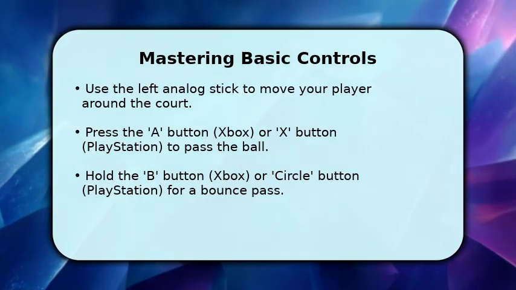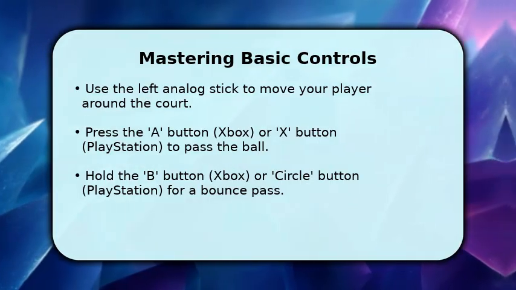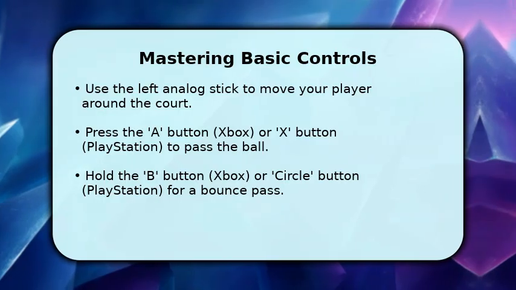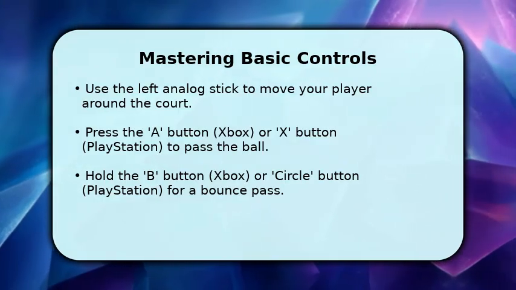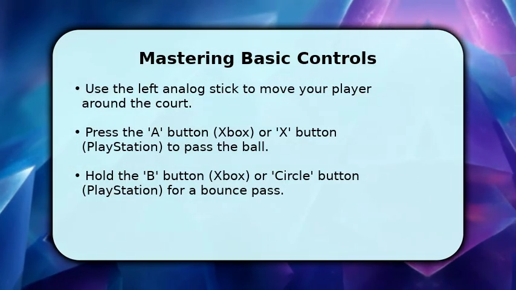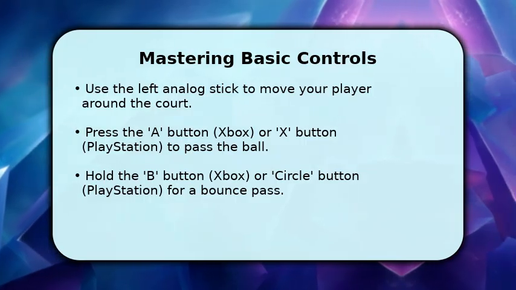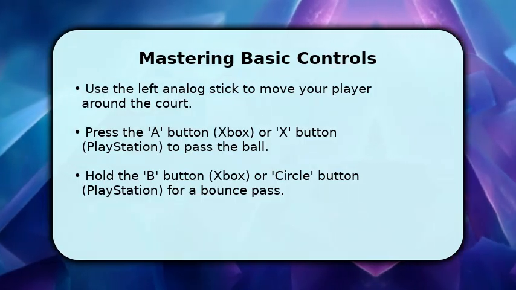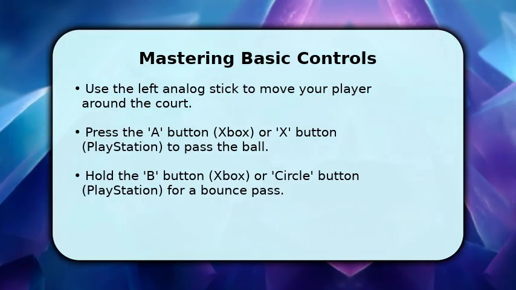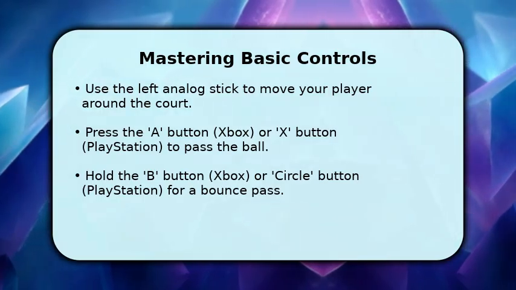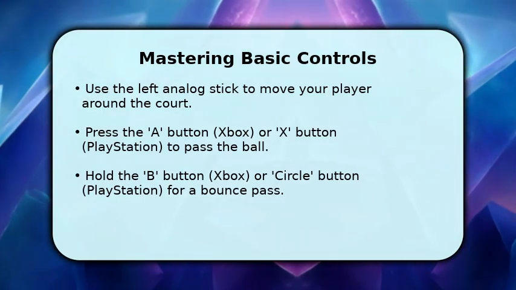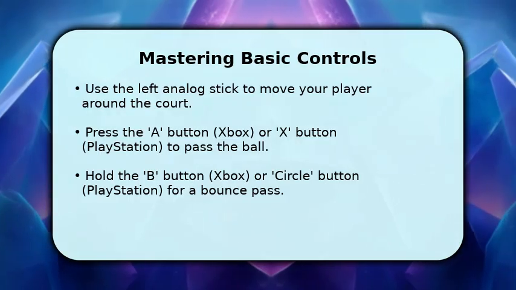Use the left analog stick to navigate your player across the court. To pass the ball, simply press the A button on an Xbox controller or X on a PlayStation gamepad. For a bounce pass, hold down the B button on Xbox or circle on PlayStation. When you're ready to shoot, press the X button on Xbox or square on PlayStation. Practice these basic movements to get comfortable.